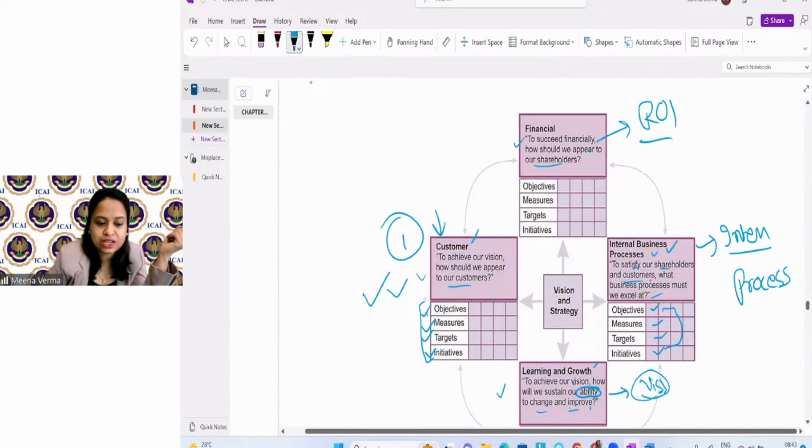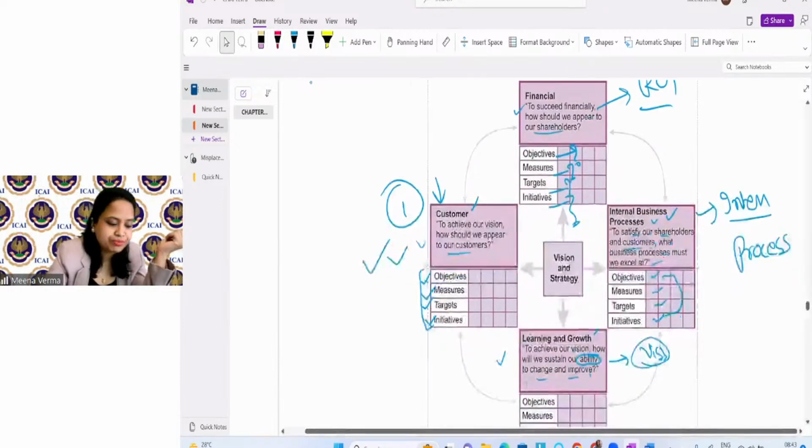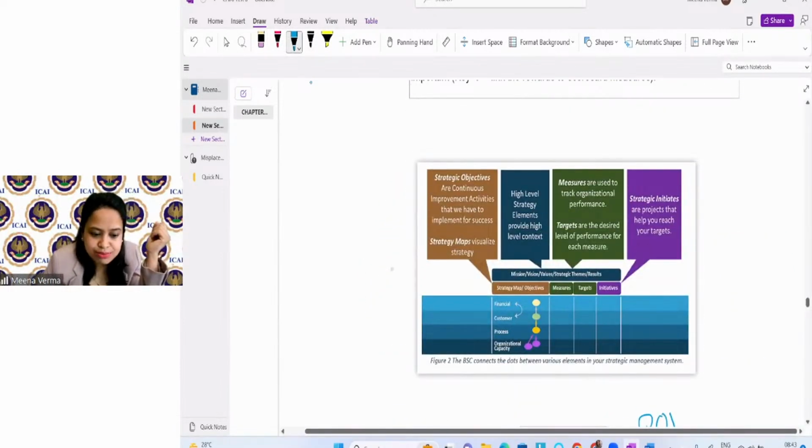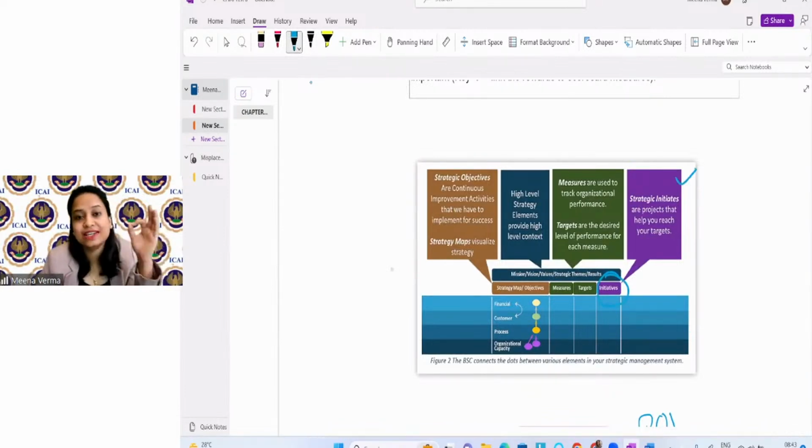Now, this question may come to your mind: ma'am, what is the meaning of objective, measures, target, and initiative here? So what is the meaning of initiative here? Strategic initiative. What initiative have you taken for employees? What initiative have you taken for customer satisfaction? What initiative have you taken for improving the business process? What initiative have you taken to improve the return on investment? So what are the strategic initiatives? Right? Strategic initiatives are projects that help you to reach the target. What initiative have you taken to achieve the target of the company?